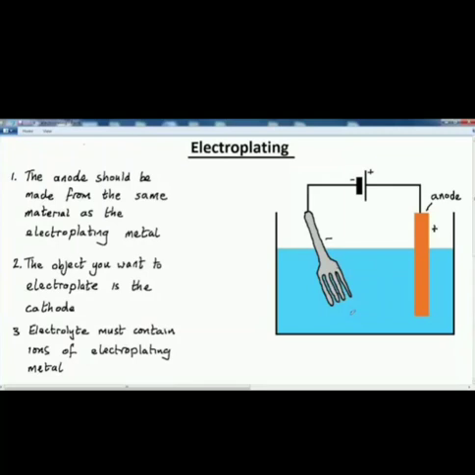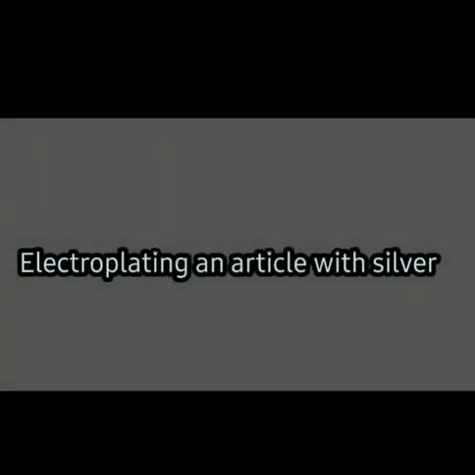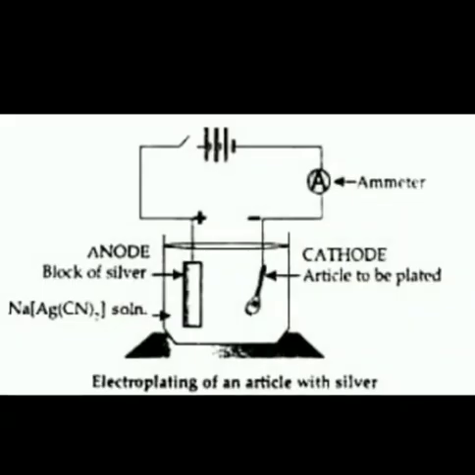Now let us discuss an example, electroplating an article with silver. For decoration purposes, or to give a good appearance, we coat a brass spoon with silver. Here you can see the brass spoon, which acts as the cathode, the article going to be electroplated, and the anode is silver, that means the metal which is to be electroplated.